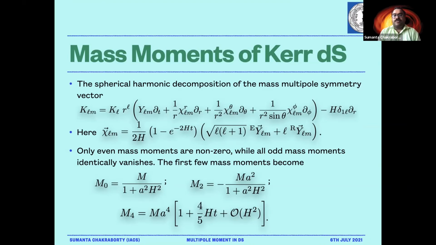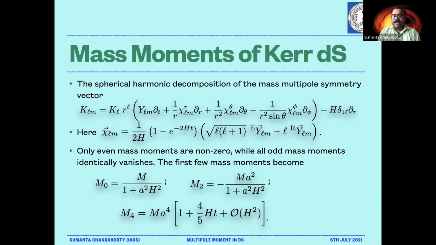Again, it turns out that if one computes the Noether charge for a Kerr de Sitter black hole, then all the even mass moments are non-zero, but all the odd mass moments identically vanish. This is again up to our expectation because there is a symmetry of the Kerr de Sitter black hole about the equatorial plane. And I have again quoted the first few mass moments over here.